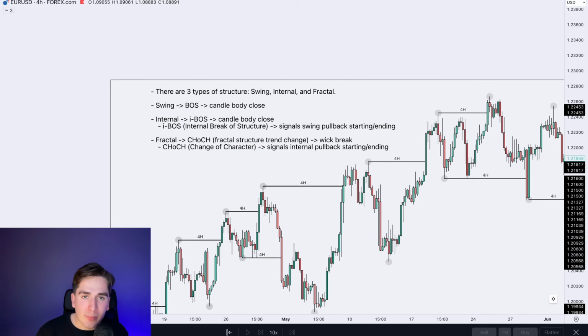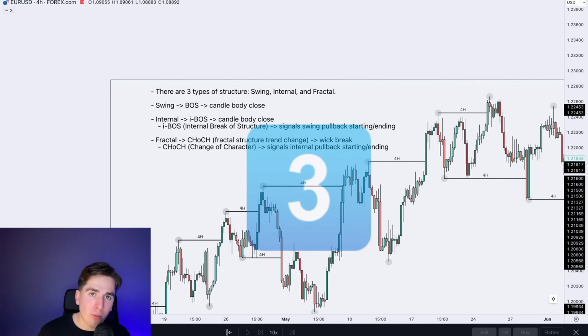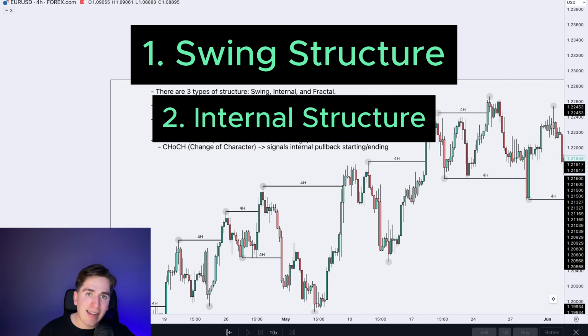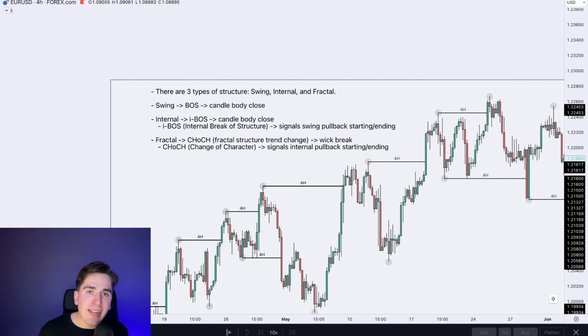In today's episode, we're going to be discussing 3 different forms of market structure. So let's dive in. The 3 different forms of market structure are swing structure, internal structure, and fractal structure. Regardless of any strategy that you utilize yourself, if it's Fibonacci, if it's supply and demand, if it's ICT, market structure is always important to understand because it just represents the overall order flow and the overall way that the market simply moves.